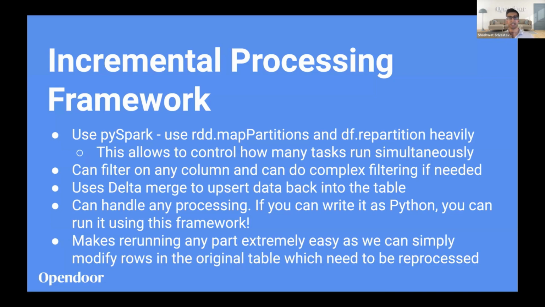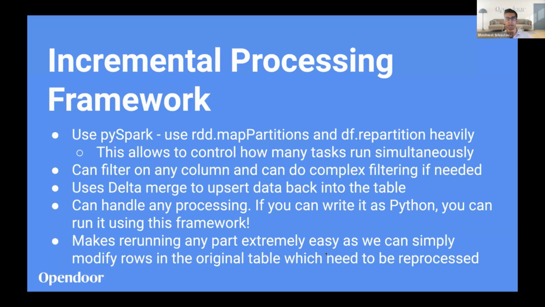The map partition method allows us to run any arbitrary Python code row by row on the data. So anything you can do in Python, you can do using this framework. So even outside of stuff that we use Spark for, this is a very good general distributed computing processing framework. The next thing I'll just mention is the filter system that we use can be as complex or as easy as you want. You can just filter on a single column, or you can do more complex filtering. Like I mentioned, we use Delta here. So we use Delta merge to upsert data back into the table. And that's how we figure out what's already been processed and what needs to be processed.